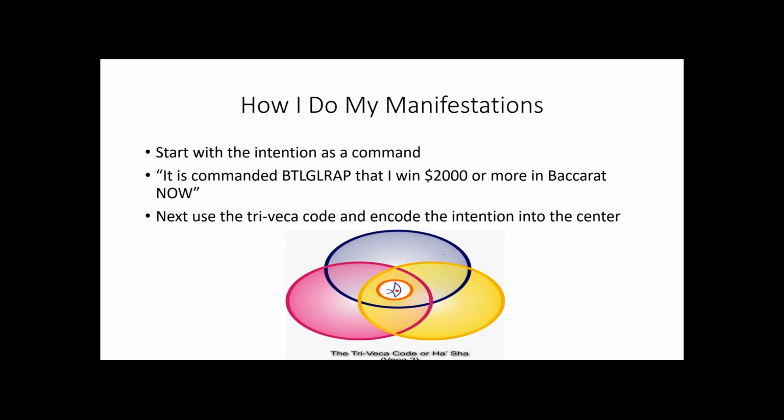Then we use the Triveca code here, and we encode the center of the code with the intention. So in your journal, you would draw the Triveca, 3 interlocking circles. The Triveca is the code for manifestation. It represents the dimensions 13, 14, and 15. So it's like a carrier code. It carries your intention into every single dimension, every single one of your chakras, and every single one of your DNA strands. So that's why we use it.